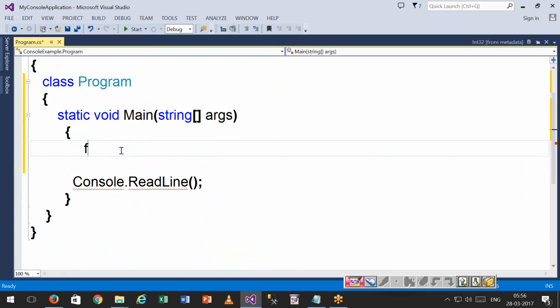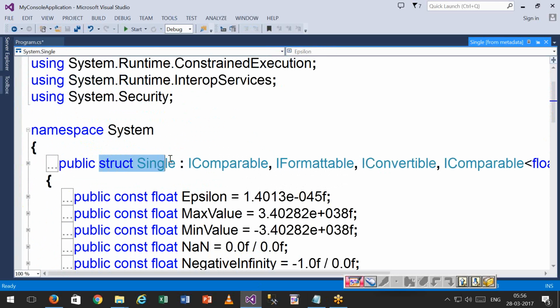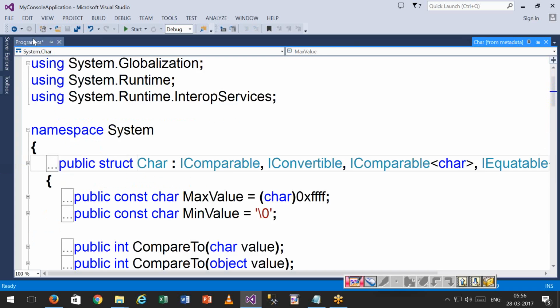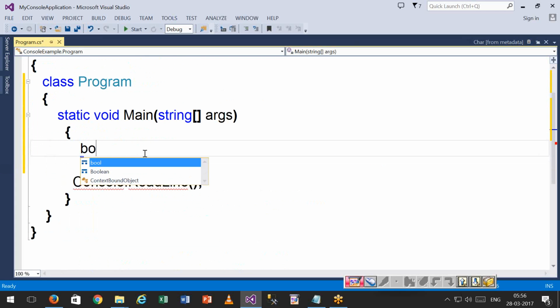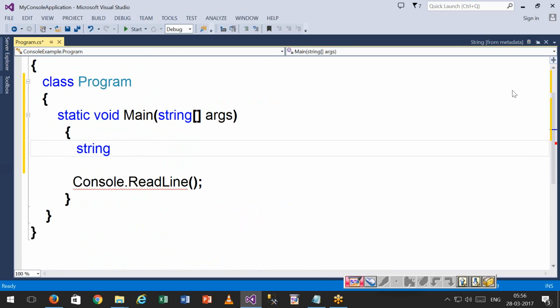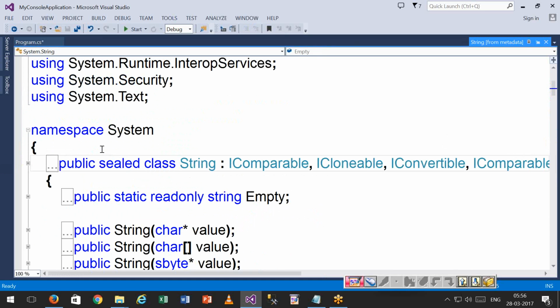All numerical types. Next, float means single, a structure. Float, double, decimal are also structures. Char is also a structure. Bool is also a structure. String is a class. Observe, I'm pressing F12 to open the predefined code. It is a class.